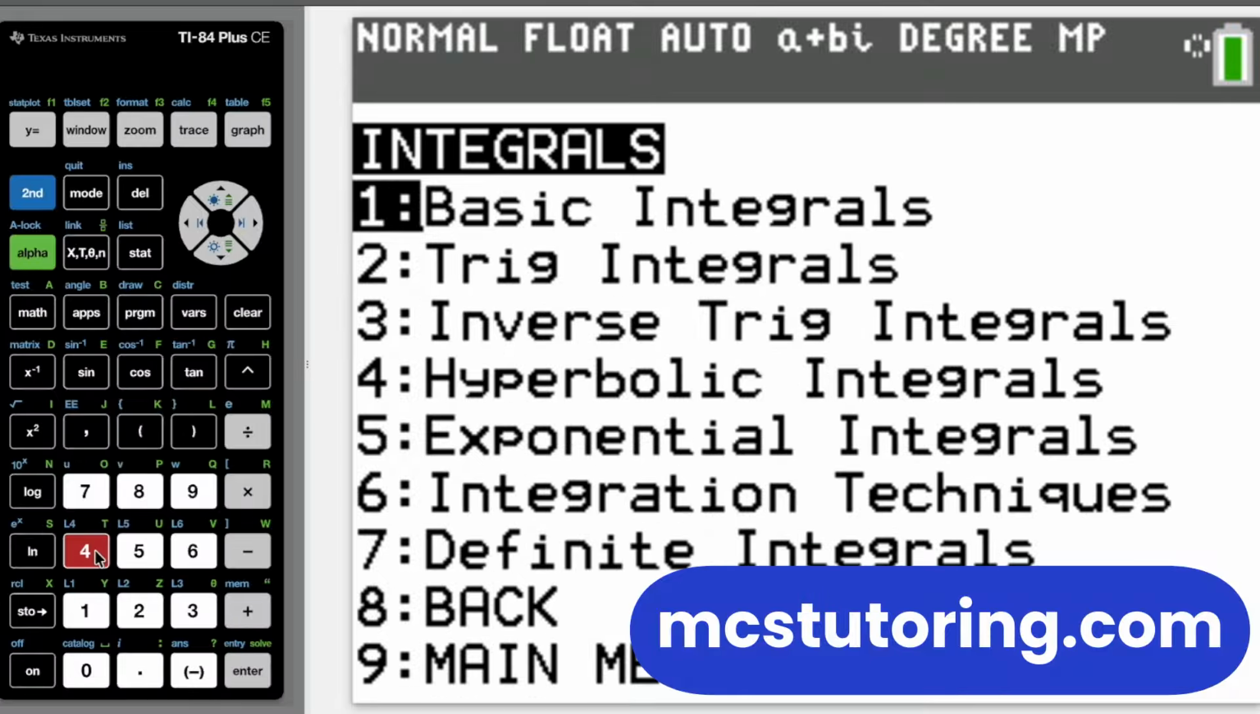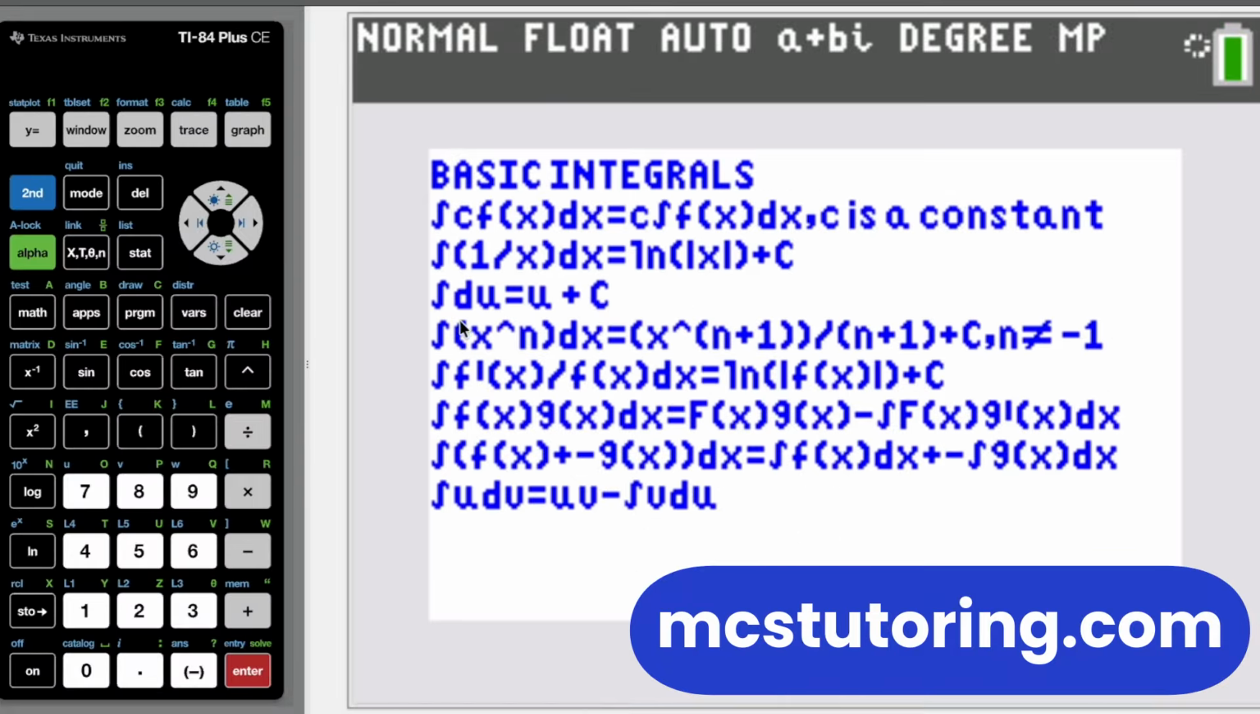Now we're going to go to integrals. Pretty big menu here. We've got basic integrals. The integral of c times f of x dx, you can pull the constant c out, times the integral of f of x dx, assuming c is a constant, okay? The integral of 1 over x dx is ln absolute value of x plus c.